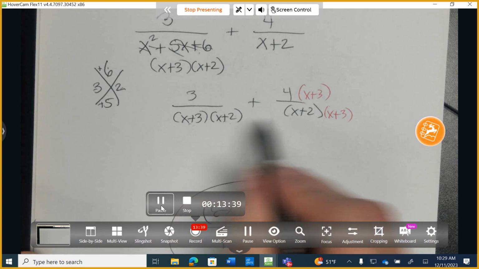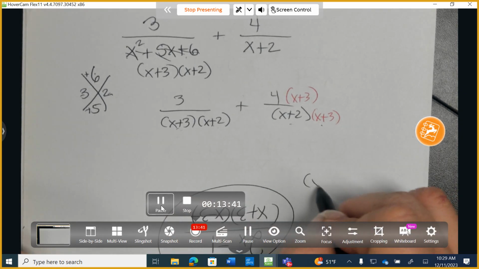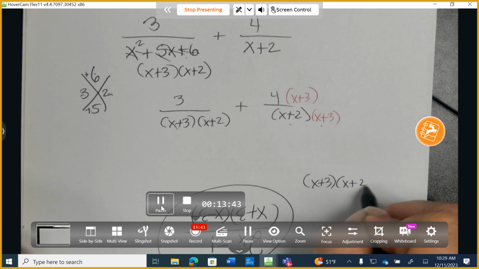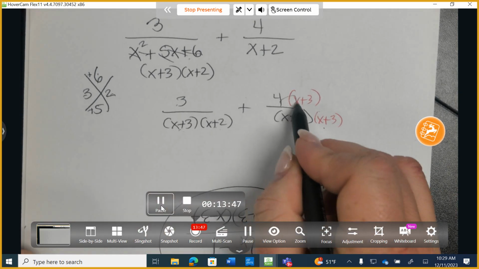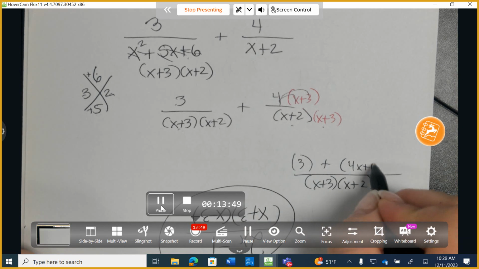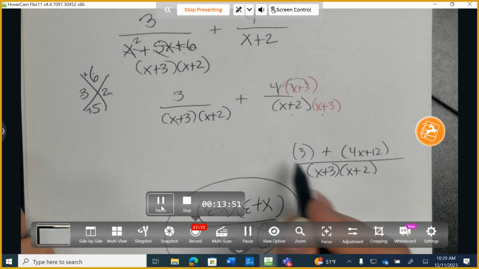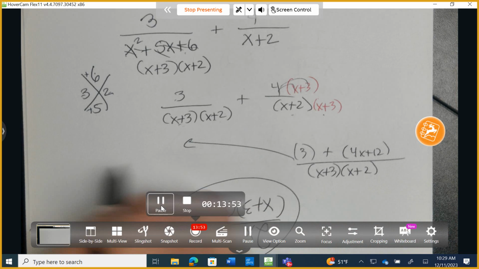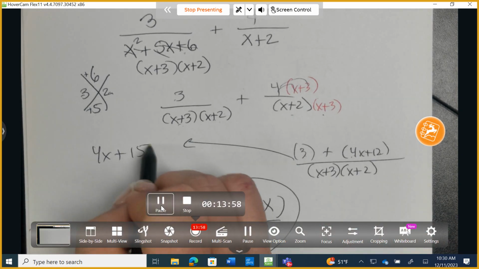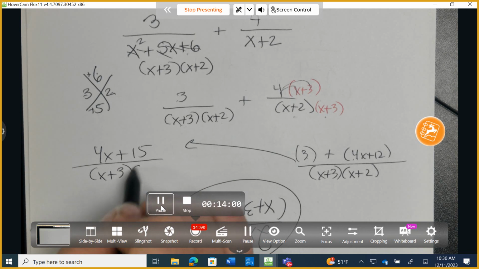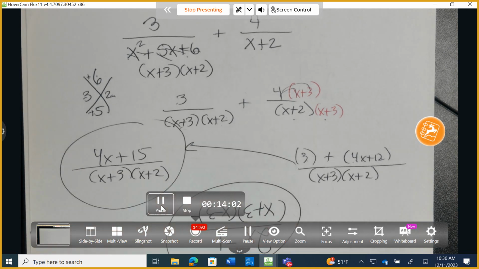Now, I have a common denominator. I'm going to write that down as x plus 3 and x plus 2. And I have two parts on top. I have the 3 and the 4x plus 12. Now, when I combine everything, I'm going to come back over here. I have 1 4x. So I have a 4x, and 3 plus 12 is 15. And that's my final answer.